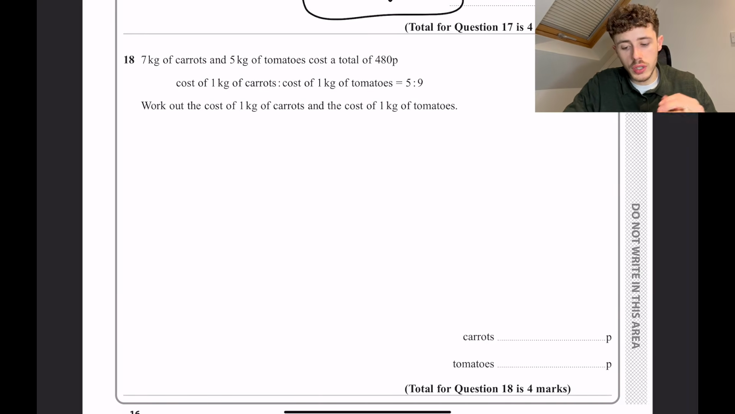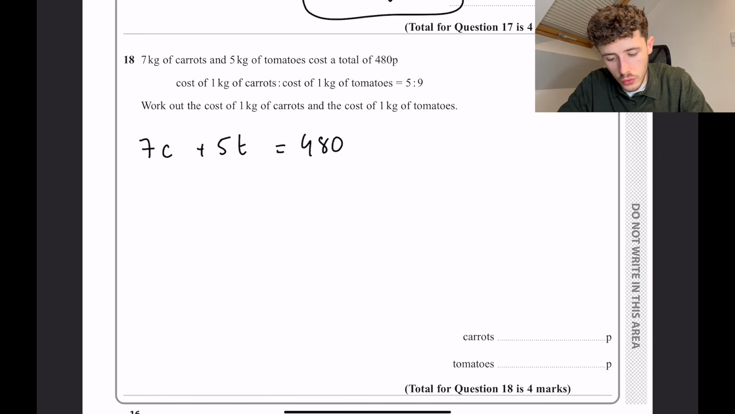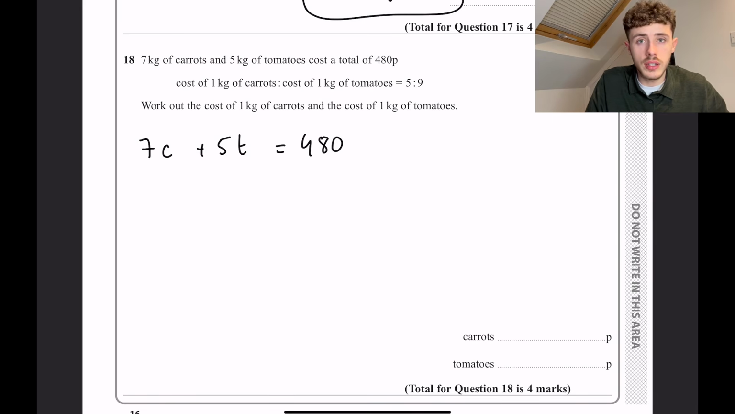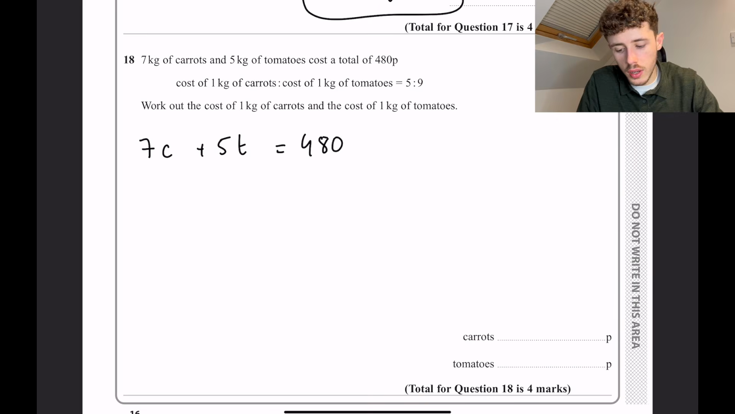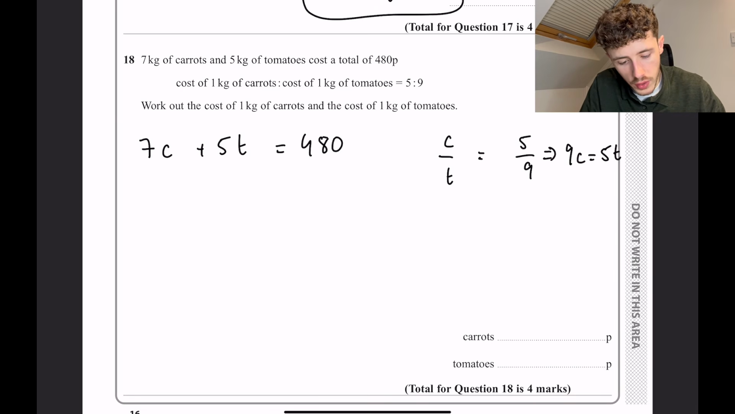The first equation is fairly straightforward: 7c plus 5t is equal to 480. The second equation is slightly more difficult, however, it just tests your understanding of ratios. We can set up c over t, the ratio between c and t, is the same as 5 over 9. And we can rearrange this by cross multiplying, so we're left with 9c equals 5t.